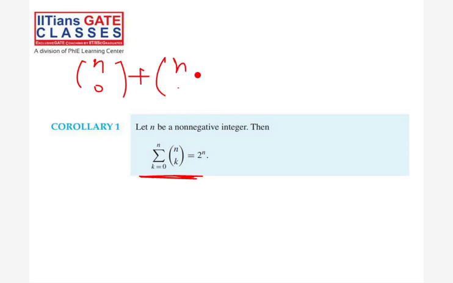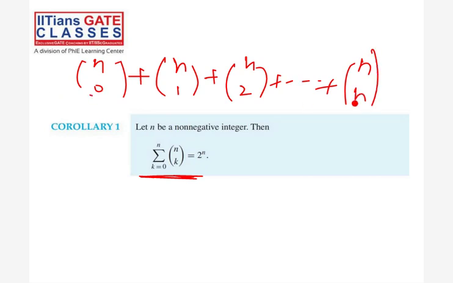When k is 1, that means nC1. And when k is 2, then nC2, and so on. And finally the maximum value that k can take is n. So k will go from 0 to n, and the summation of this is 2 power n. So this is what it means.